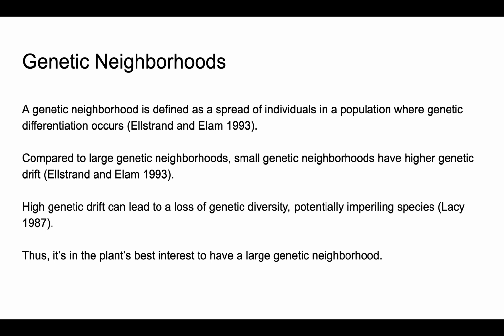And compared to large genetic neighborhoods, small genetic neighborhoods have higher genetic drift. And basically this means either the loss or accumulation of alleles, for better or for worse. So there's a degree of risk involved there, and it can lead to a loss of genetic diversity, potentially imperiling species. So it's certainly in the plant's best interest to have a larger genetic neighborhood.